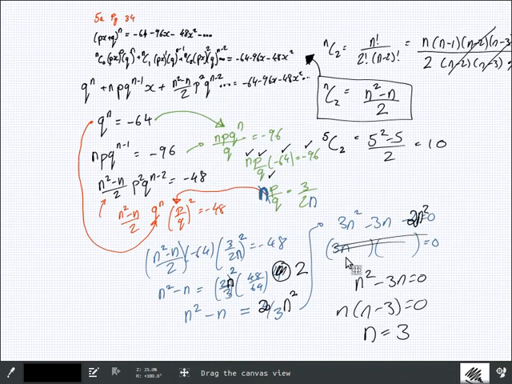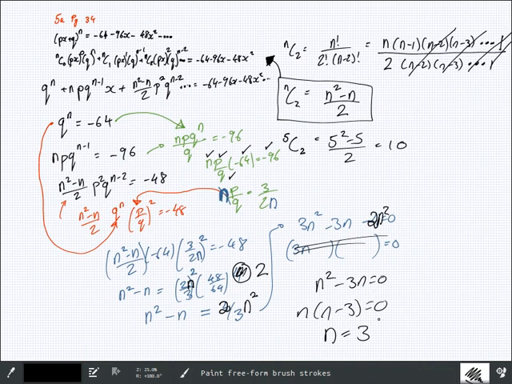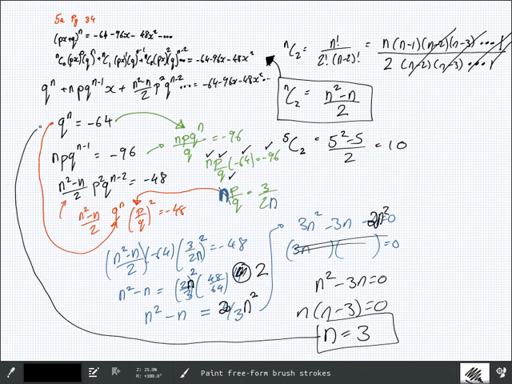And then, once we have this, what would be the next thing to get? Oh, look, you can put it back in here. Get q. So you have q to the power 3 equals minus 64. So q is the cube root of minus 64. What's that? Minus 4? Thank you.